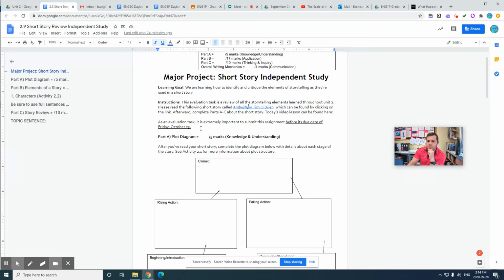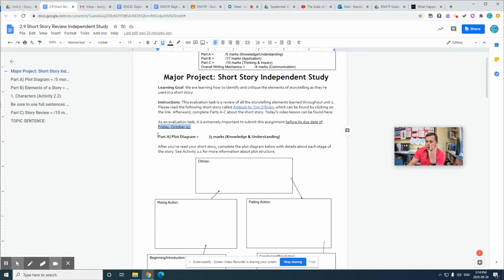Since this is an evaluation task, there will be a deadline, and it is Friday, October 23rd. This is your homework for traditional week. So it's really important to do this because it will count towards your final grade. We'll have all traditional week and then the Monday and Tuesday when you get back to work on this before we start our course culminating activity.